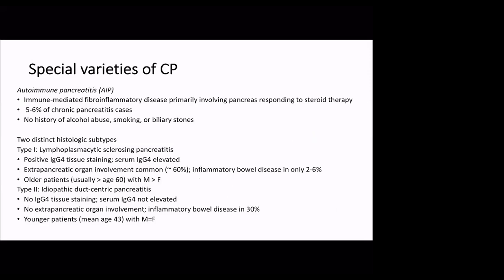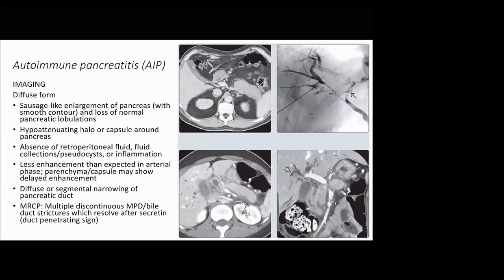Special varieties of the chronic pancreatitis عندنا autoimmune pancreatitis اللي هو immune mediated fibroinflammatory disease involving primarily the pancreas, which respond to steroid therapy. It can cause 5 to 6% of chronic pancreatitis cases with no history of alcohol abuse, smoking, or biliary stenosis. عندنا two distinct forms اللي هو type 1 and type 2. Type 1 هو lymphoplasmocystic sclerosing pancreatitis اللي يكون ب positive IgG4, والtype 2 idiopathic duct-centric pancreatitis واللي occur in younger patients, where male to female ratio is equal.